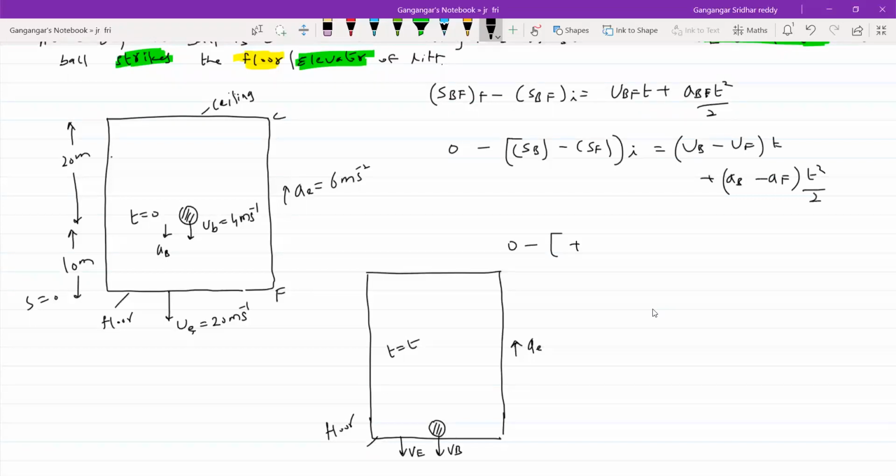Position of ball plus 10. Anything directed upward, let me take positive. All the quantities, position, displacement, velocities, anything directed upward should be positive. Initial position of the floor will be at s equals 0 initially. Initial velocity of ball minus 4. Initial velocity of elevator minus 20 t. Acceleration of ball minus g. Acceleration of elevator plus 6.